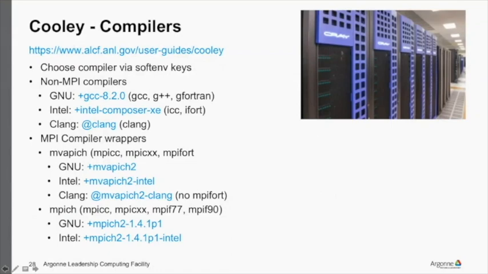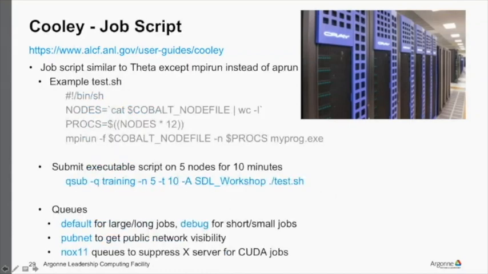You can choose the compiler via the softenv command. This is one primary mechanism that you'll use to change your compiler. You can also load Python interpreters this way. For non-MPI compilers, there's a handful of options: GCC, Intel, and Clang. Maybe you do, in fact, need an MPI compiler. MVAPICH and MPICH are both available on this system. The keys shown here will pull in the latest version. For example, with Intel, this would pull in the 2018 version of the compiler and the MVAPICH MPI library.